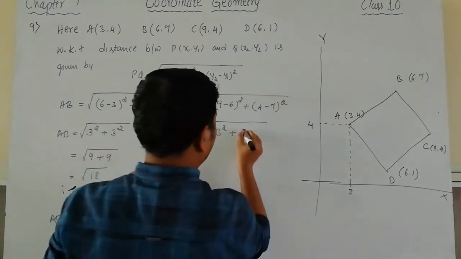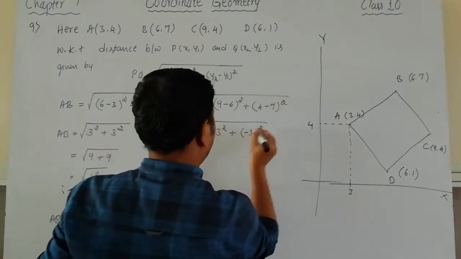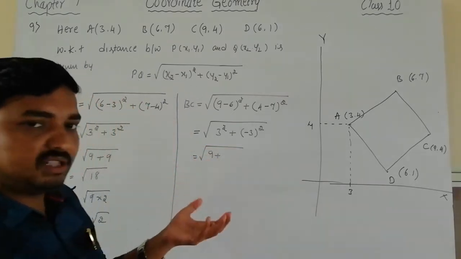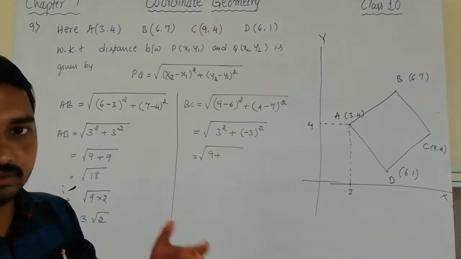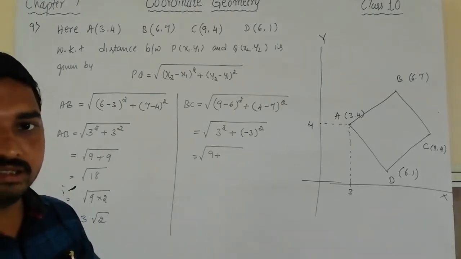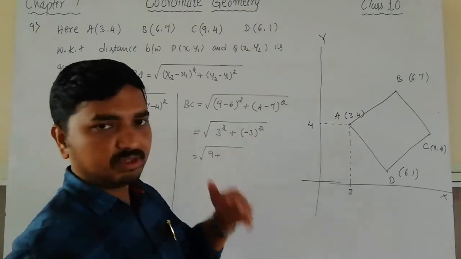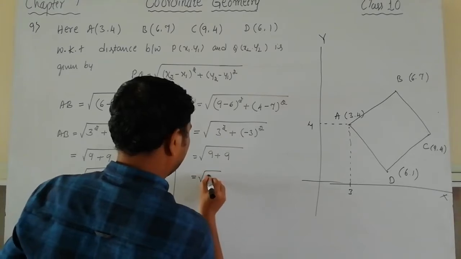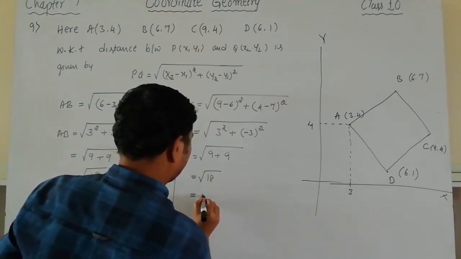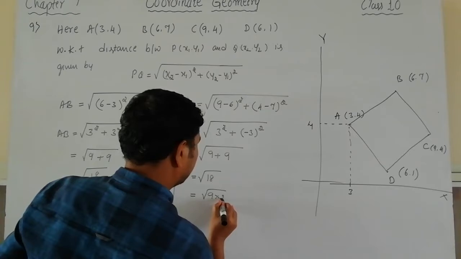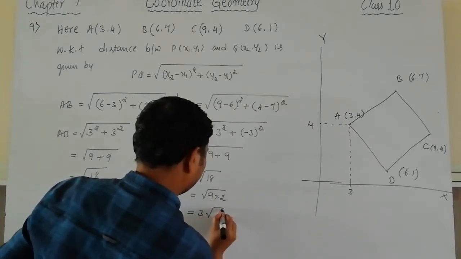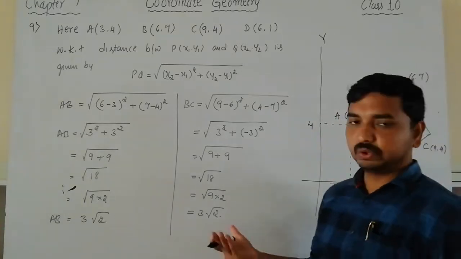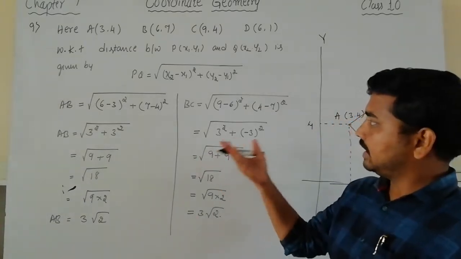Minus 3 actually. Minus 3 whole square, and in the next step 3 square means 9, and plus minus 3 whole square is also plus 9, because the exponent is an even number. If the exponent is even and the base is negative, it will be converted into positive, so it will become 9, and the same thing happens here. You can write this is actually 9 into 2. Finally you will get what? 3 root 2. Definitely it forms a square, so you will get 3 root 2 again. Now AB and BC are over.